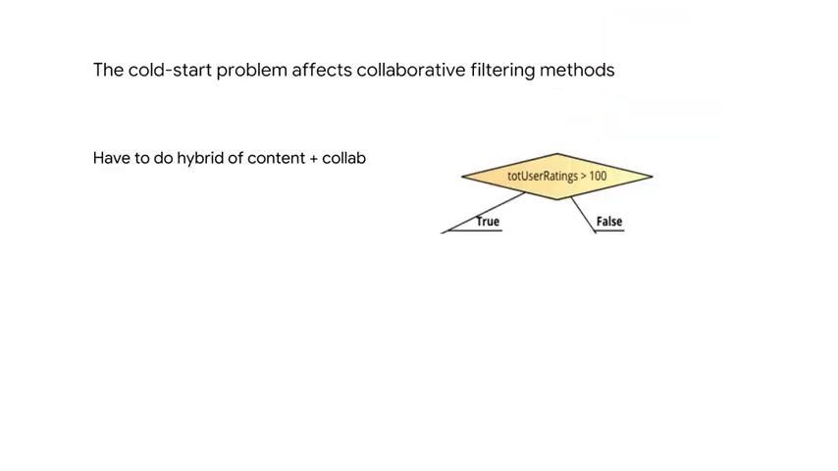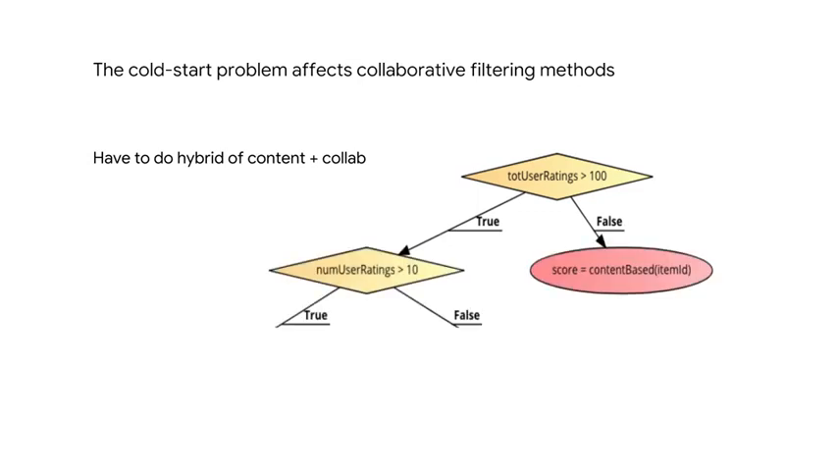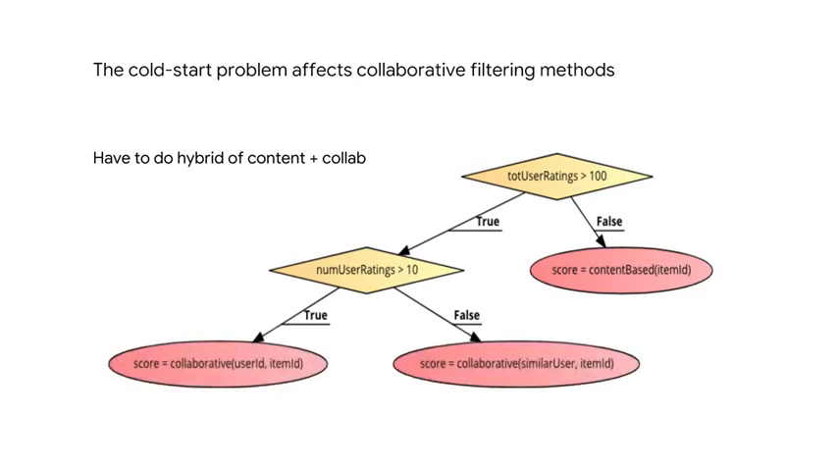The cold start problem of users or items with a low number of, or no, interactions is a major drawback of collaborative filtering. To fix this, we can do a hybrid of content-based and collaborative filtering depending on statistics of the data as seen in this flowchart. For instance, if the total number of user ratings is less than or equal to 100, we don't have enough interaction data to make good collaborative filtering recommendations. So we will use content-based recommendations using data about the items that we hopefully do have. If there are enough total user ratings, we can move on to our next decision point.